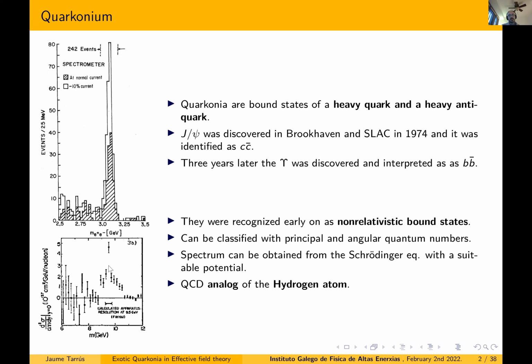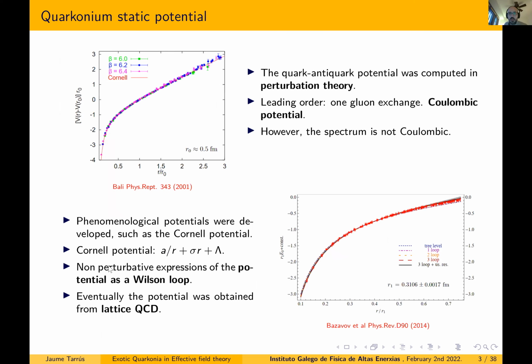So it was realized very early on that quarkonia were non-relativistic bound states. And this means that they can be organized in terms of a principal and an angular quantum number. So in this way, they are sort of the QCD analog of the hydrogen atom. Then the spectrum can be obtained from the Schrodinger equation using some suitable potential. So the question was, what was the potential that one should use? And the first attempts were to compute this potential in perturbation theory. And this led to a Coulombic potential coming from the one-gluon exchange.